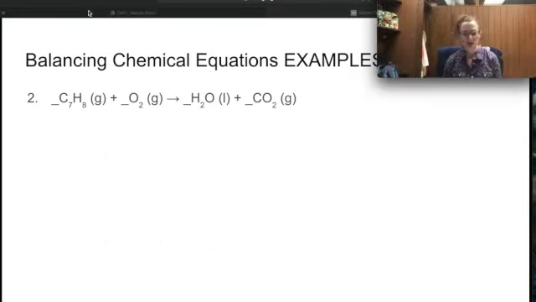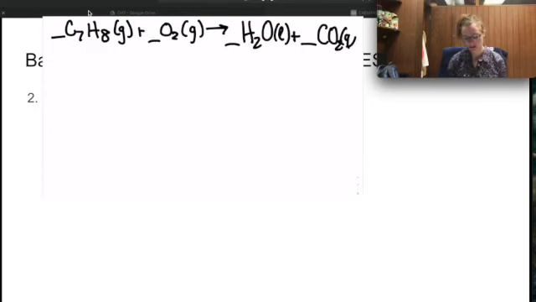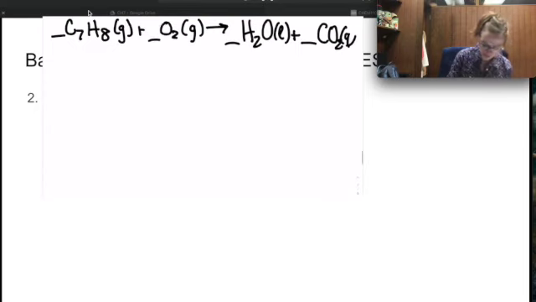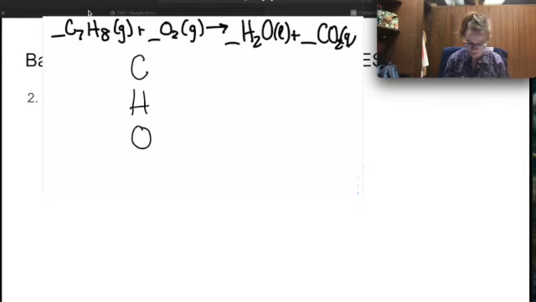So we're going to go ahead and work through our second example here. We need to balance this chemical equation. The first thing I am going to do is list all of the elements I see on the left-hand side and all of the elements I see on the right-hand side. In the reactants, I see carbon, hydrogen, oxygen. And in my products, I see, again, carbon, hydrogen, oxygen.